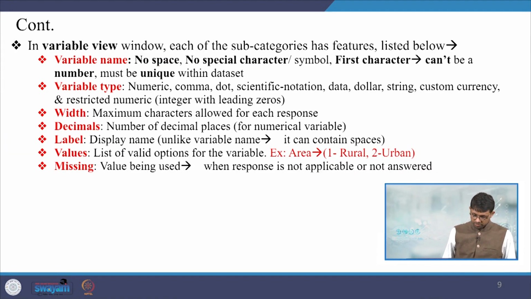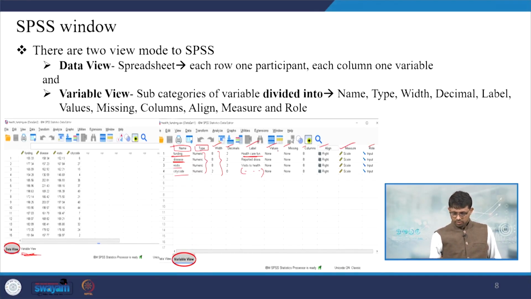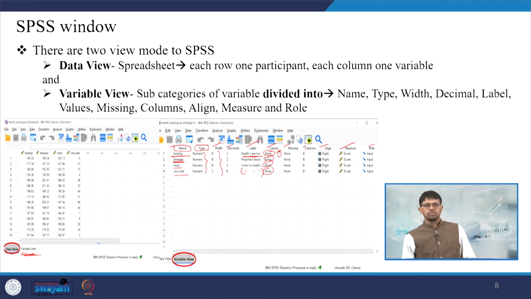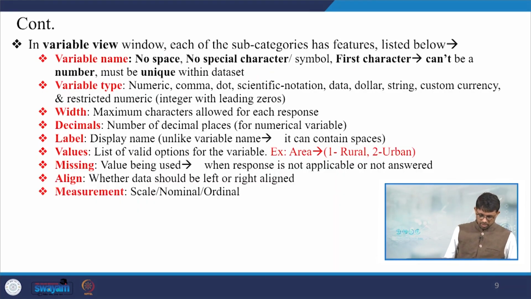Then values, the list of valid options for the variable. I will just show you. Values at this moment we have entered as none, but if you have a categorical variable, you can enter its values. If it is rural or urban, then it is 1 or 2. Then you have to define that within these there will be options. You can just click and it gives direction for entering the codes and their clarifications.